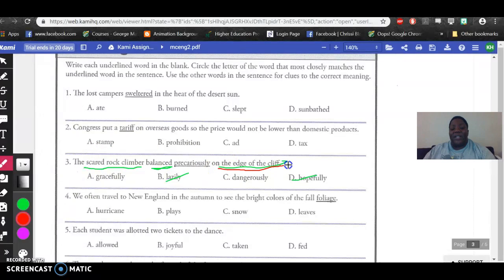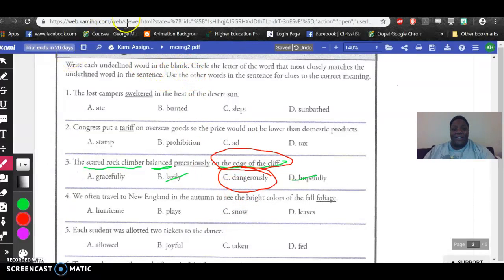He is balancing on the edge of the cliff. Okay, I'm sure that's got to take some graceful skills, no doubt. But I'm thinking that is going to be dangerously. Okay, because that is a dangerous thing to do if you're using context clues, the rock climbing and hanging on the edge of the cliff. Why don't you want to do that? Not my type of sport.